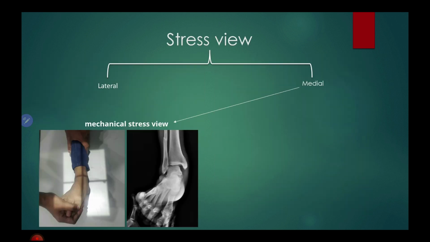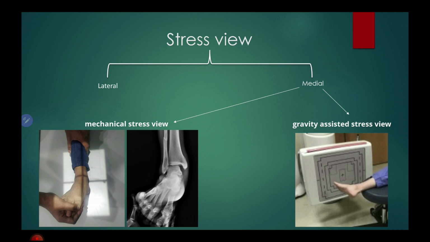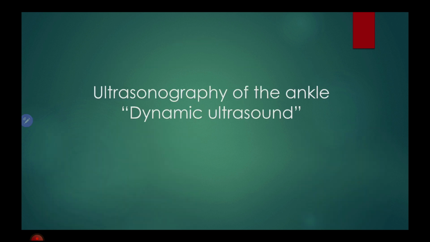Now moving to the medial stress radiograph, here we have the mechanical stress view, and another one is the gravity assisted stress radiograph. In this we provide stress over the deltoid ligament complex, and if the deltoid ligament complex is torn and there is insufficiency over the medial side, this joint space is going to increase. But commonly we see lateral ankle instability because the most common mechanism of ankle sprain is inversion and plantar flexion.